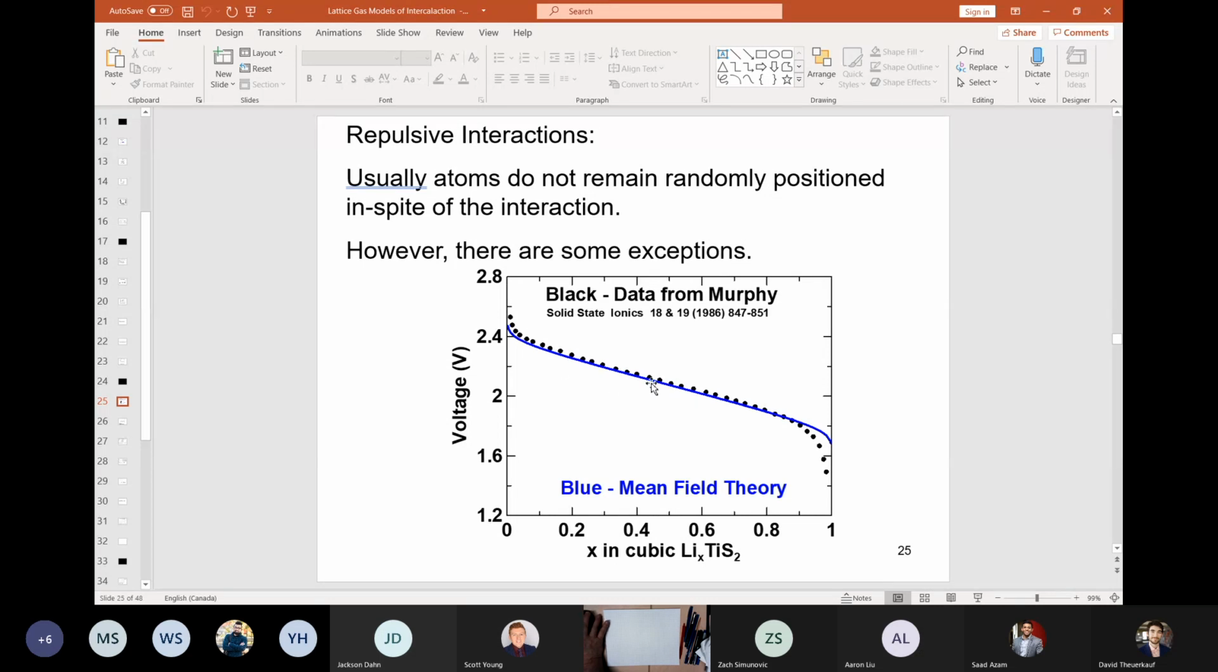Just giving you an example here where there's a very strong voltage drop as the lithium goes into this cubic titanium sulfide. Now that means there's a repulsive interaction between the lithium atoms, but mean field theory fits the curve fairly well. So this is not typical.